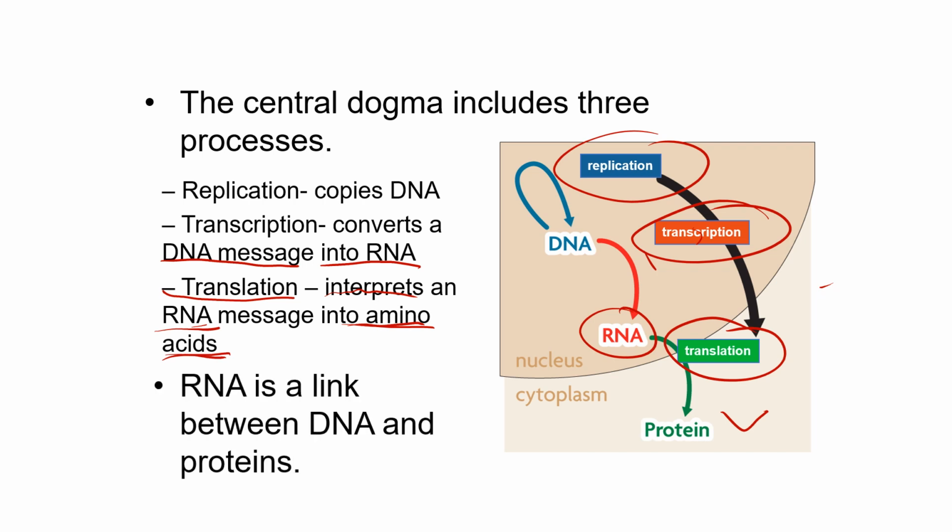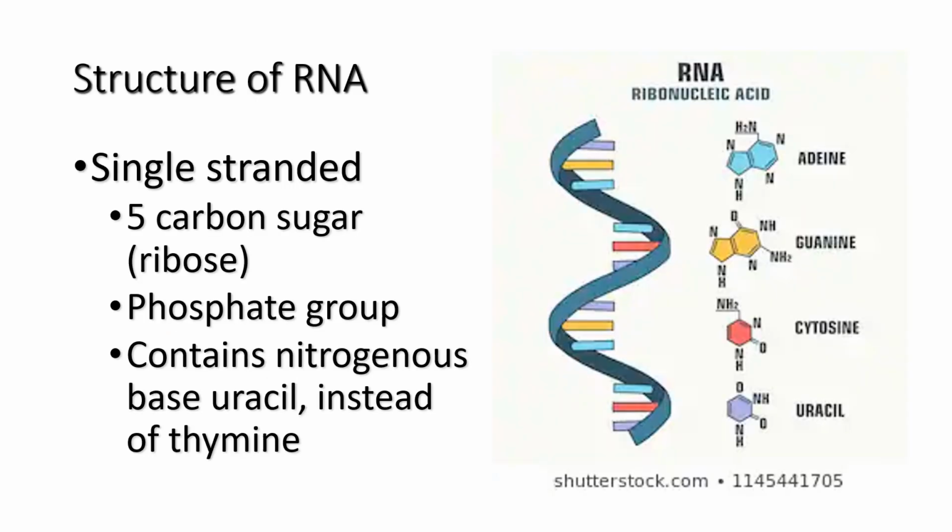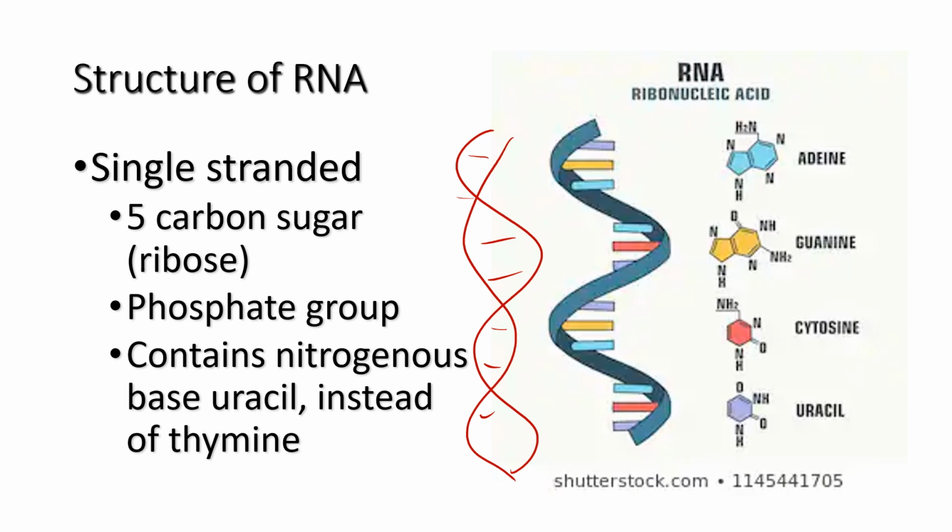So RNA is the link between DNA and proteins. So DNA stands for deoxyribose nucleic acid. RNA is ribose nucleic acid. We'll see why here in a second. RNA is only one strand. So DNA looks like that and has 2 strands that are connected. RNA is only one strand.